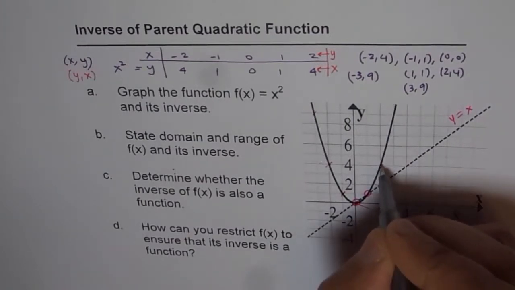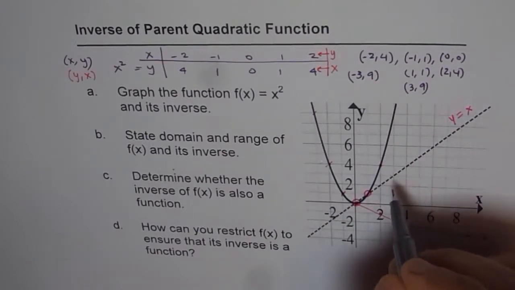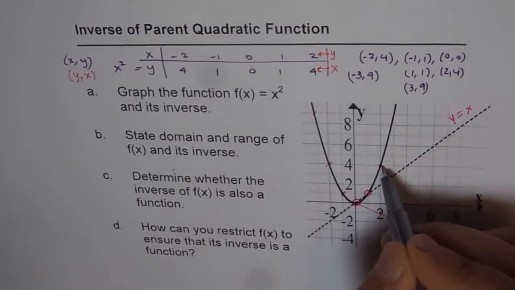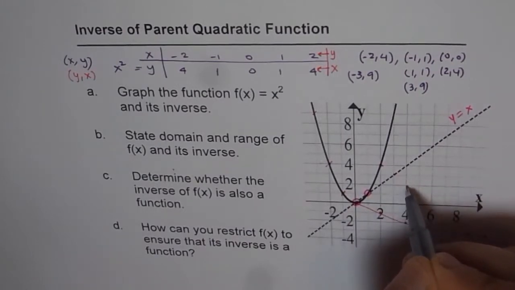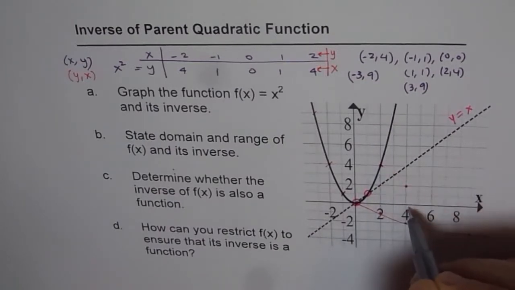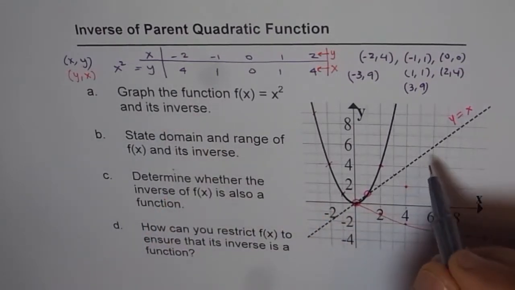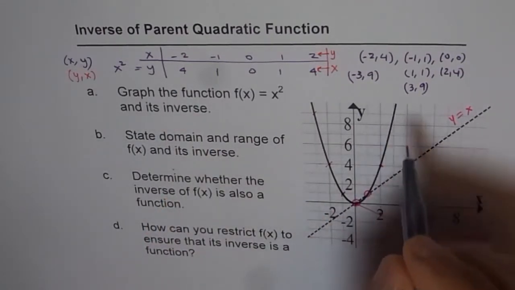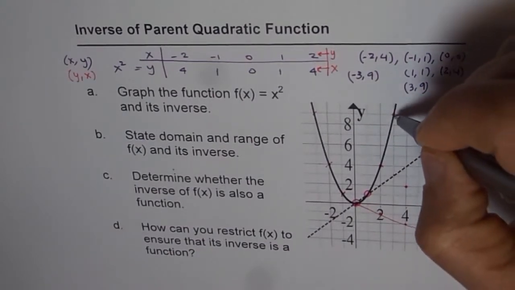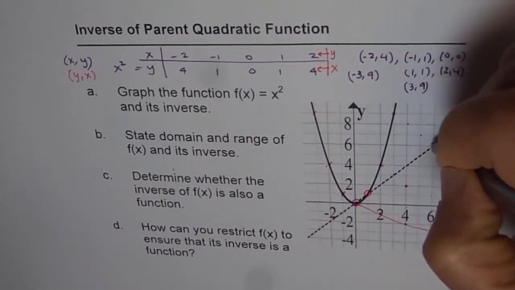Now let's consider the next point, which is 2, 4. If I treat the line as a mirror and reflect it, going diagonally will give me that point. That is the reflection of 2, 4, which is actually 4, 2. It is the same as we did earlier. Now let's look at the point 3 and 9. So 3 and 9 is right there. To reflect it, we go diagonally 1, 2, 3 units.